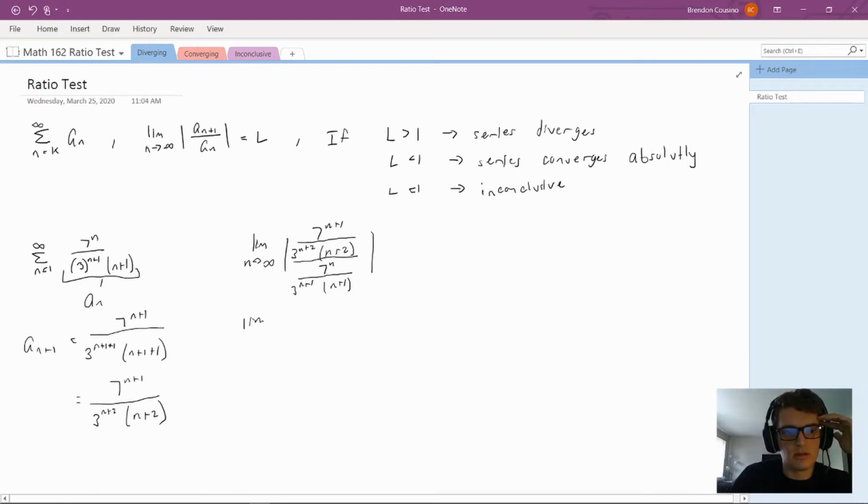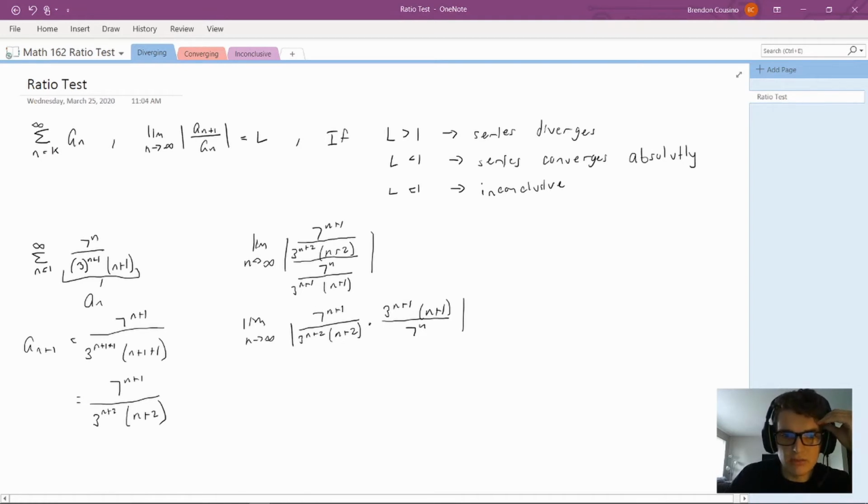So this is going to be the limit as n approaches infinity of 7 to the n plus 1 divided by 3 to the n plus 2 times n plus 2. And then, gotta get rid of the absolute value, gotta put the other piece in first. Okay. So now for the denominator, we're going to multiply by the reciprocal of the denominator. So that's going to be 3 to the n plus 1 times n plus 1 divided by 7 to the n. Alright, now we can put the absolute value in. Okay, so now we want to simplify any pieces that we can.